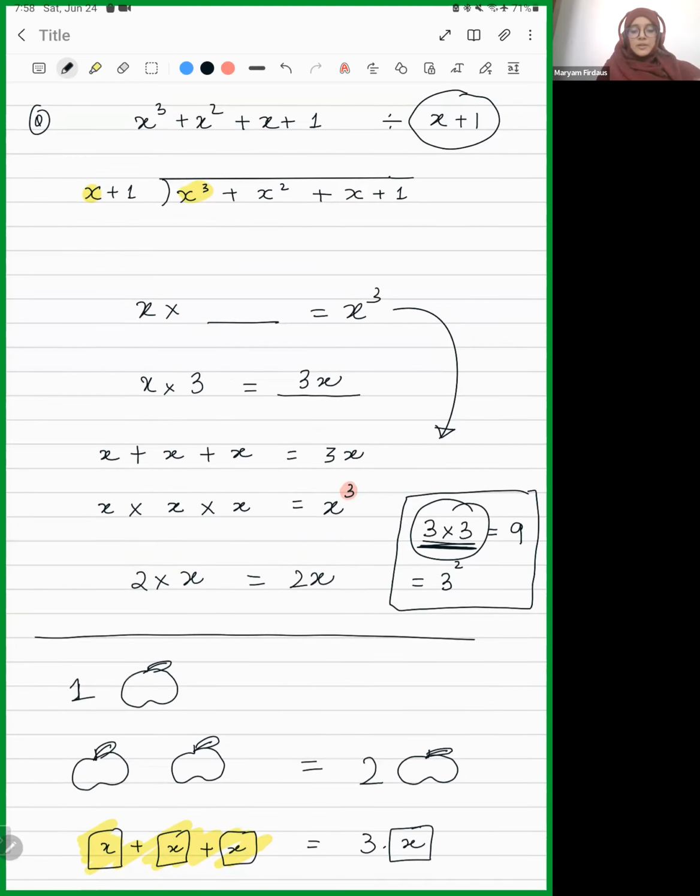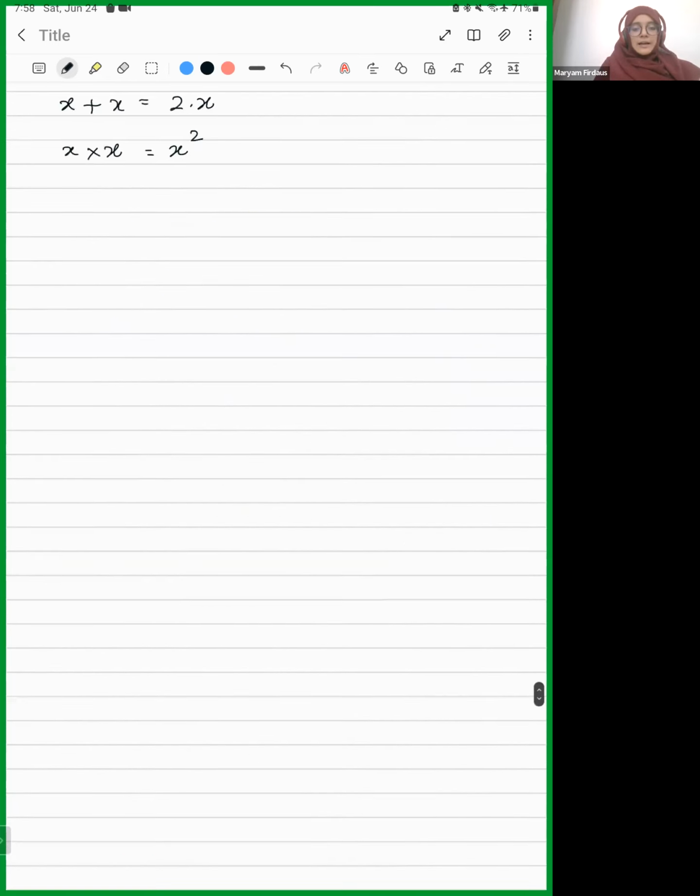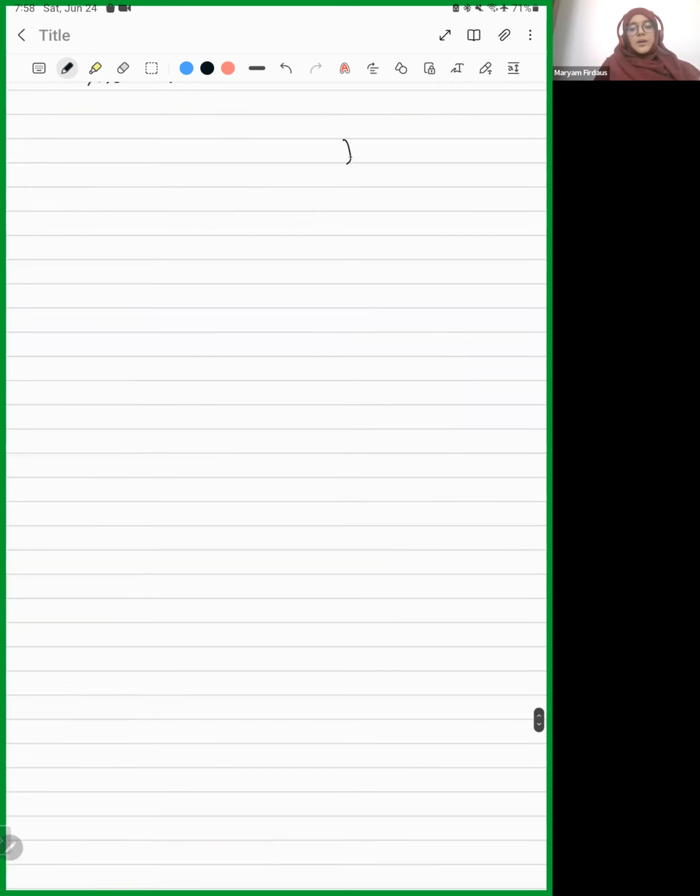How do we do a division? Let's say I have over here 86 divided by 2. So we ask ourselves, 2 multiplied by what will give me 8? Can you read the table of 2? 2 ones are 2, 2 twos are 4. And where do we get 8?